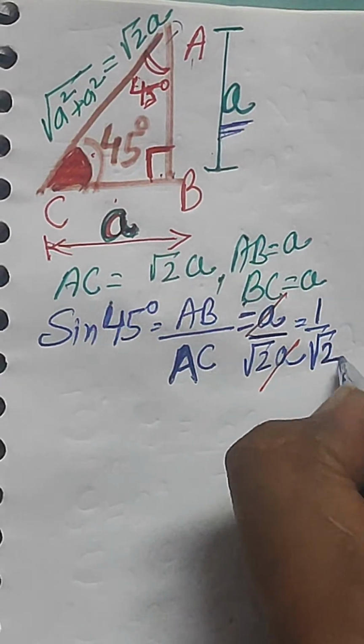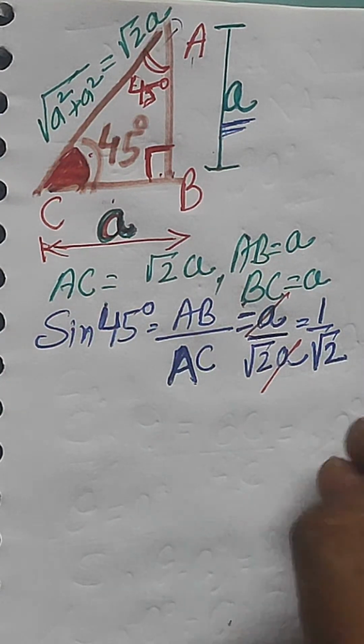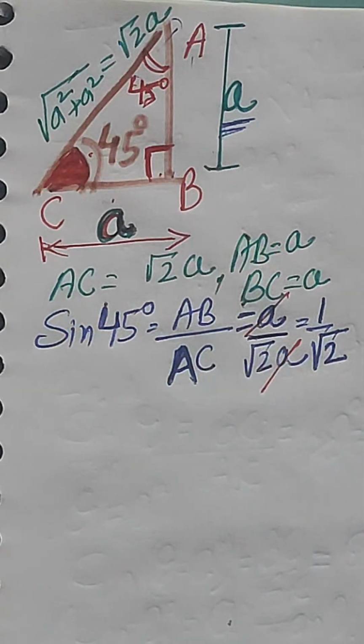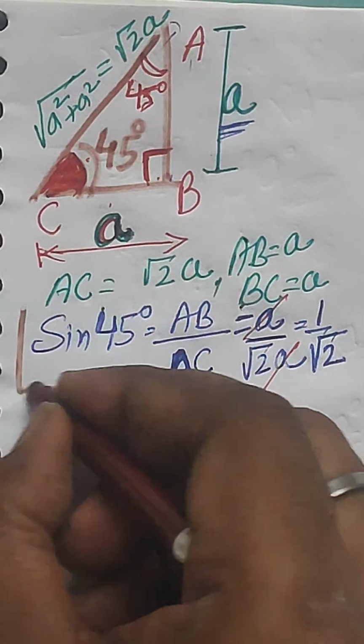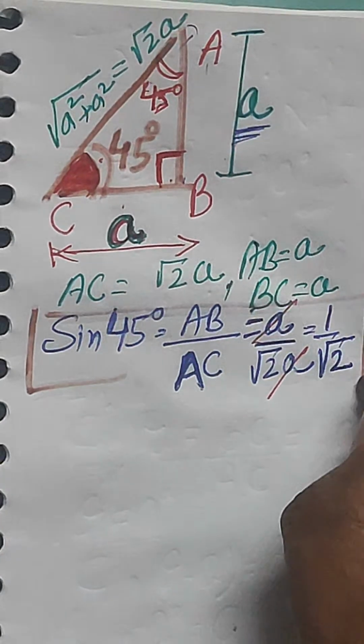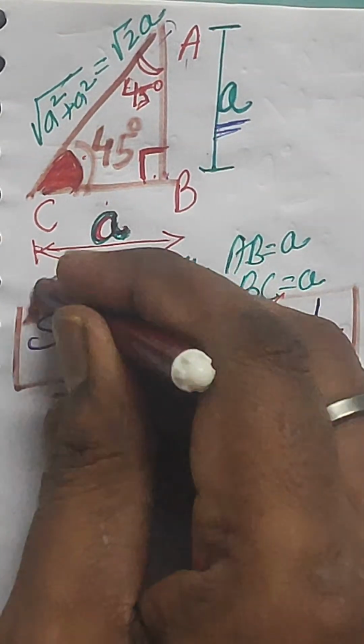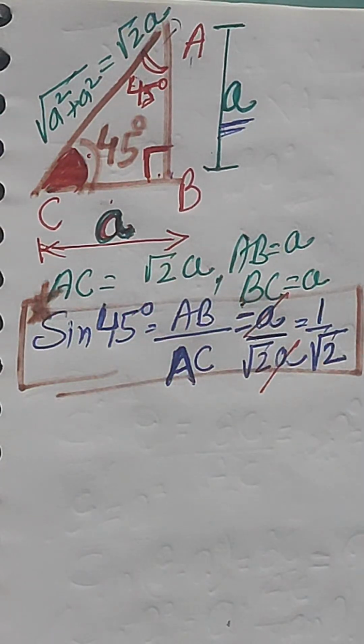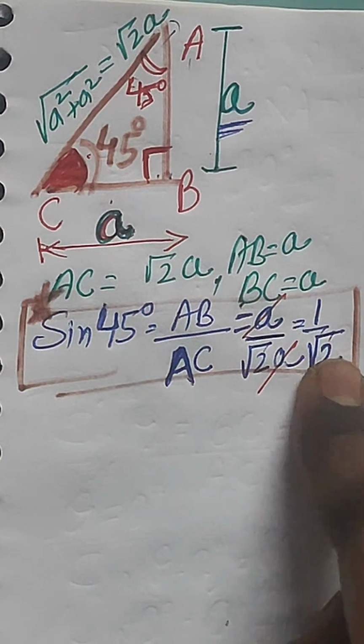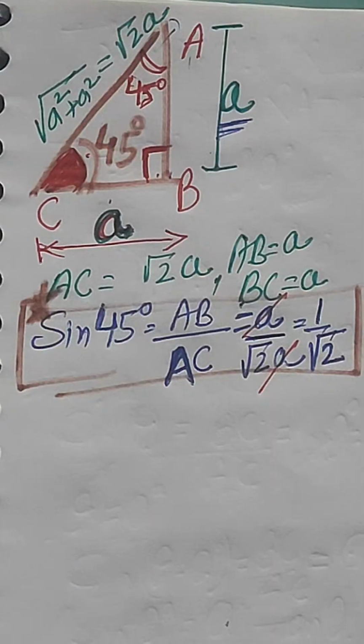Perfectly fine. So 1 by root 2 is the value of sine 45 degrees. In this way, we have calculated the value of sine 45 degrees, which is coming as 1 by root 2, not root 2, 1 by root 2.